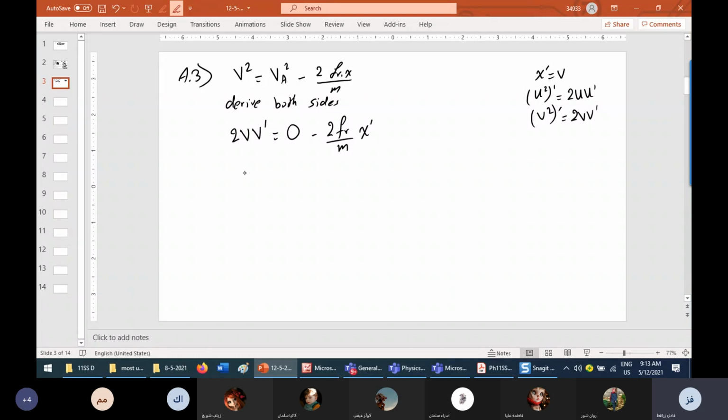So here, 2va equals minus 2 friction over mass times v. I can find a, I can cancel v, and I have to state that v is different from 0 because the object is in motion. And 2 with 2 cancel, so a will be minus friction divided by the mass. This is the expression of the acceleration.